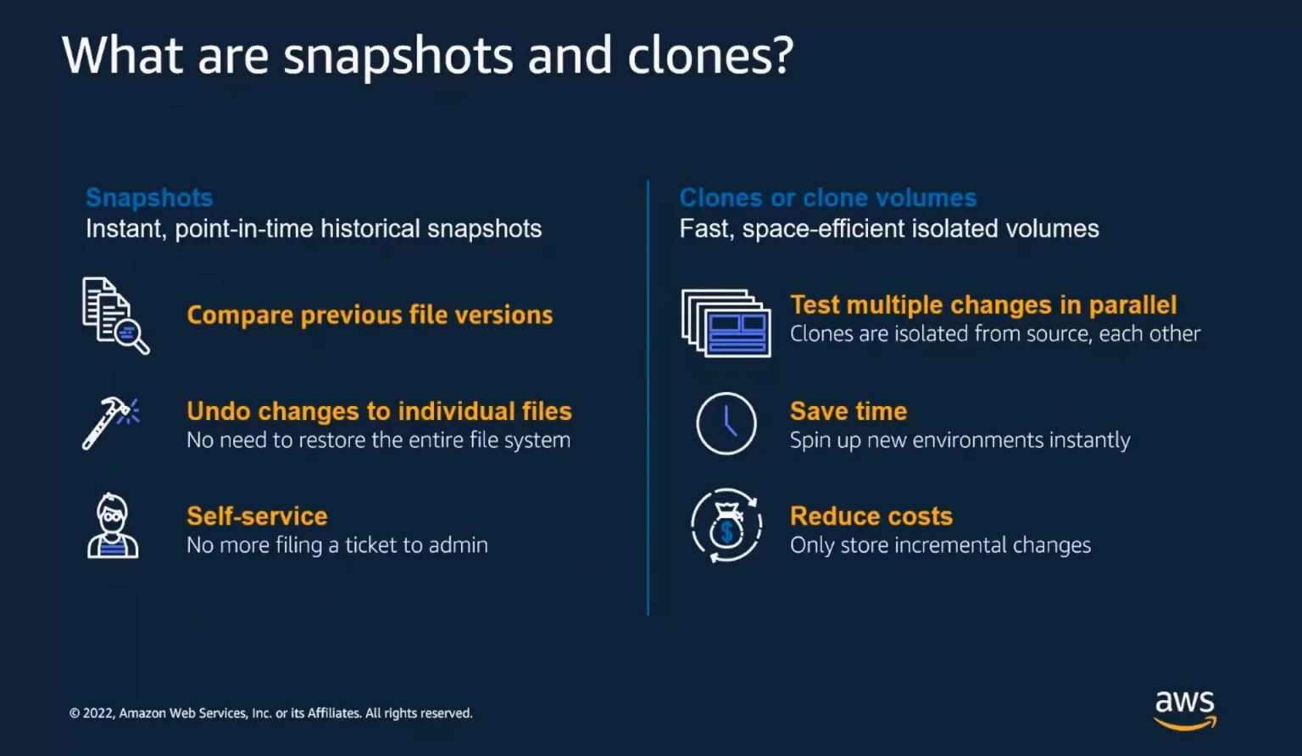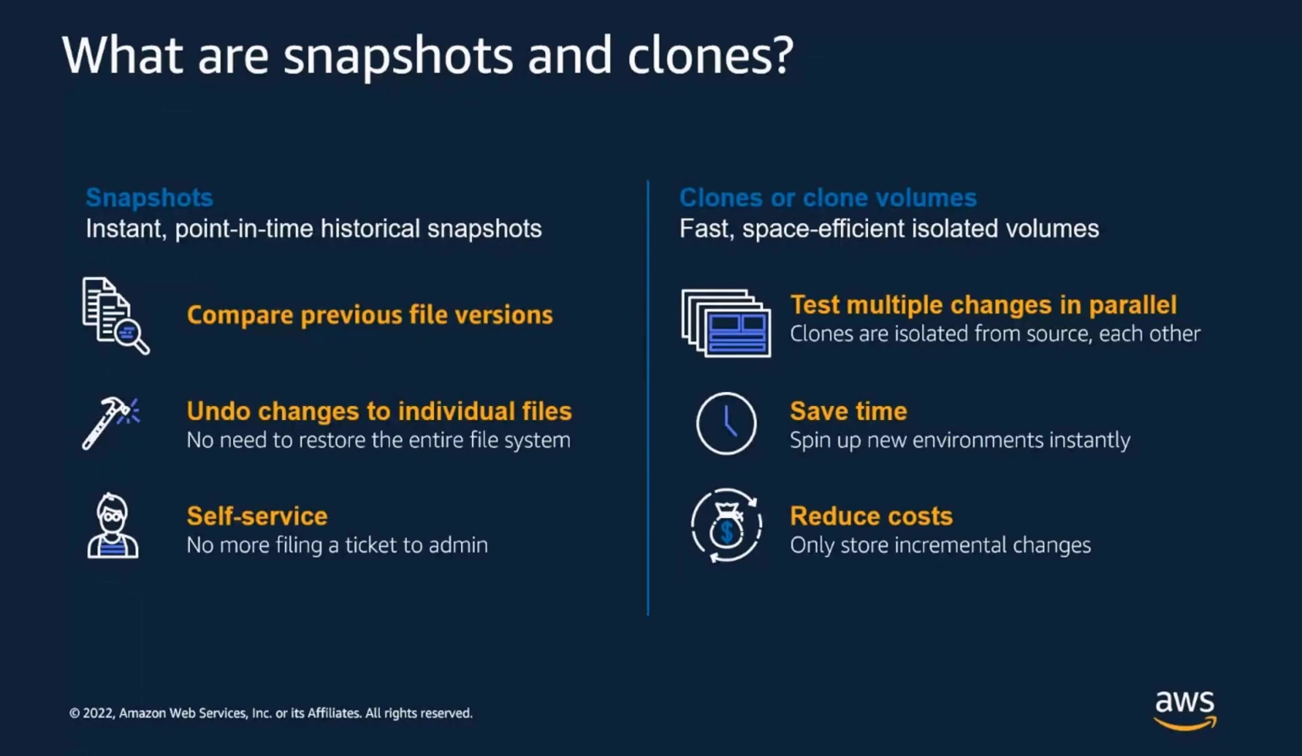So the third area I wanted to dive a bit deeper into is what are snapshots and clones. Snapshots are instant point-in-time historical snapshots, for lack of a better word, of your data that live on your FSx for OpenZFS file system. What they enable you to do is compare to previous versions of your individual files or folders, to undo changes to those individual files without having to restore the entire volume or the entire file system itself. Meaning that your end users and even your applications can self-service access to these historical versions.